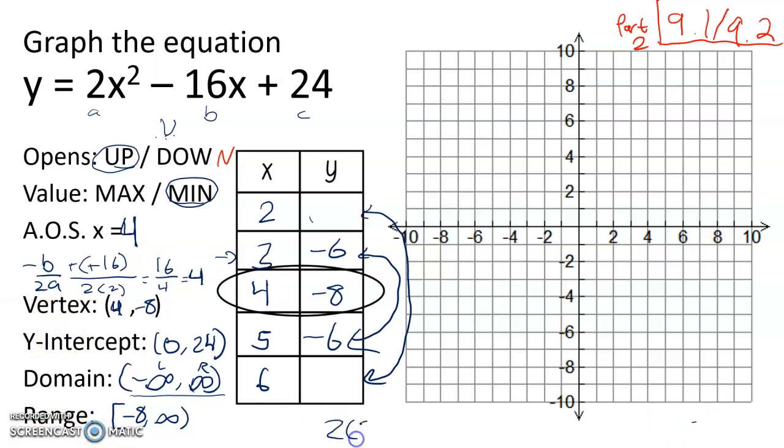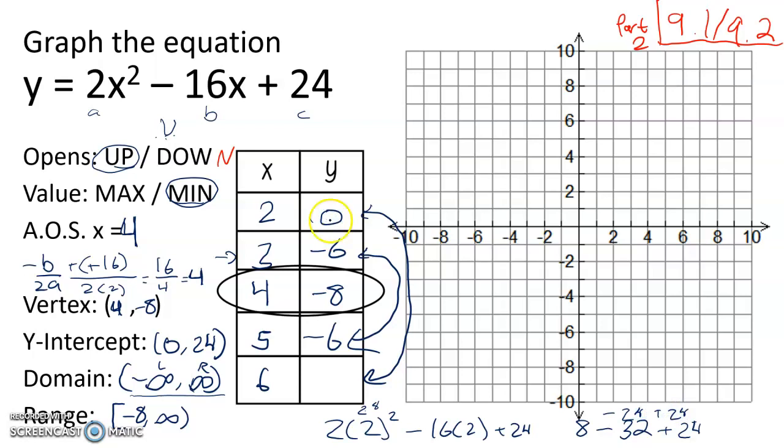So plug in 2 for x. 2 times 2 squared minus 16 times 2 plus 24. 2 squared is 4 times 2. That gets me 8 minus, that'll be 32 plus 24. 8 minus 32 is negative 24, I believe. Plus 24, that gets me 0, all right?